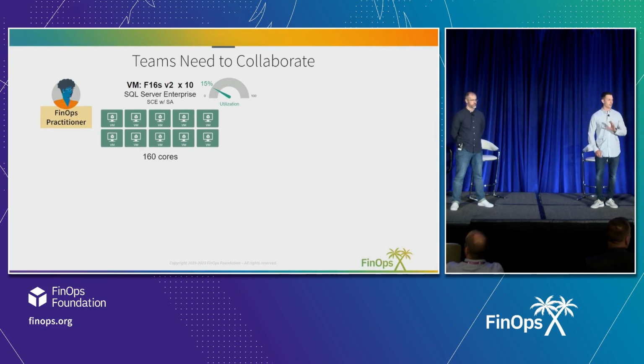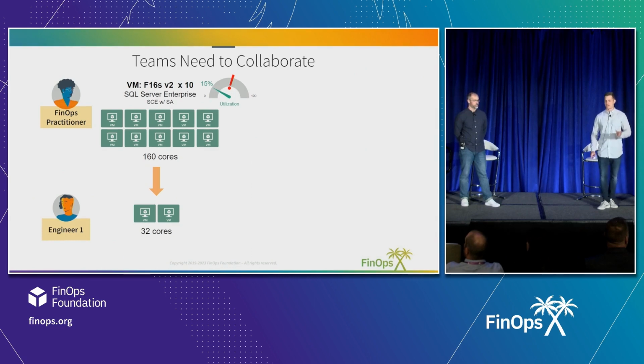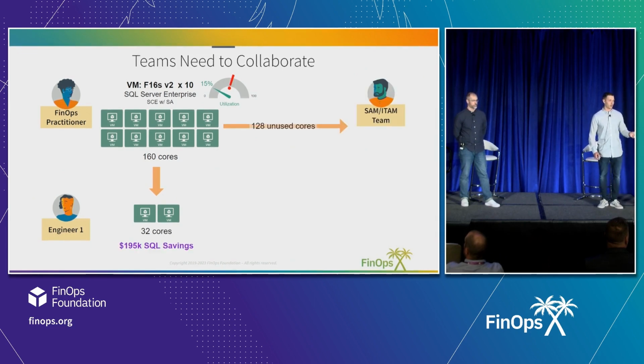So if you have a good, well-working FinOps practice with cross-functional collaboration, then when the FinOps practitioner realizes that there's a potential opportunity for optimization, the FinOps practitioner reaches out to the engineer and works with the engineer to get those consolidated and right-sized, so that we're down from paying for 160 cores worth of SQL licensing to 32. Now that's a $195,000 savings to that engineer. We still own those licenses, so it doesn't really make a difference to the organization. We'll get to that. But to the engineer, assuming you're doing chargeback, they now are saving $195,000.